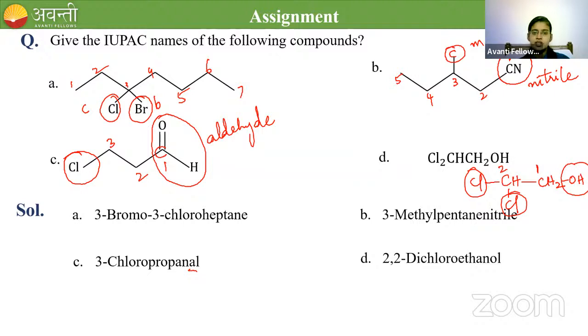Go through the lecture and learn how to find out the IUPAC name of each compound, from rule number 1 to rule number 5. Got it? Okay, fine.